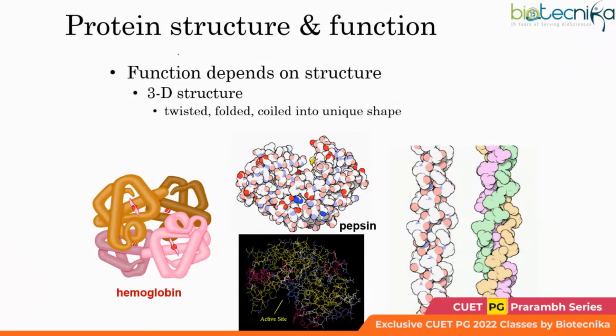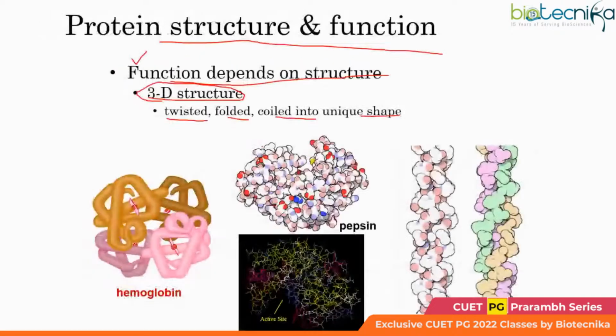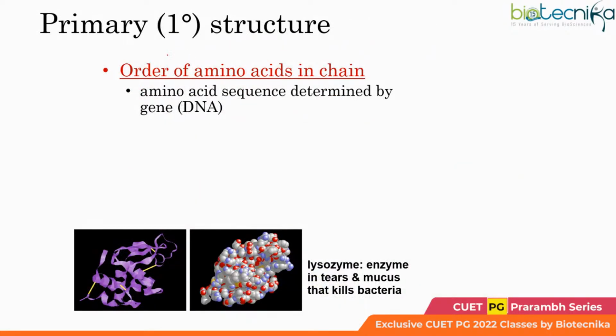Okay. Now coming to the protein structure and function. The function depends on structure. Whatever the protein function will be, it depends on the structure of the protein, especially how it is appearing in 3D, the tertiary structure. Whether it is twisted or whether it is coiled into a unique shape. So this will depend on such things. Okay. Talking about the primary structure, there is a conformation of the protein, how the proteins will be folded step by step. So the primary structure is the order of amino acids in the chain.